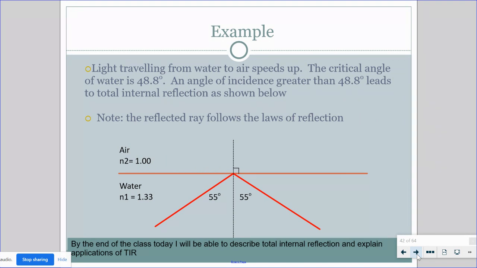So if light is traveling from water to air, it speeds up. The critical angle of water is 48.8 degrees. An angle of incidence greater than 48.8 degrees leads to total internal reflection. So if the angle is 55, the light doesn't get out, it stays in the water.